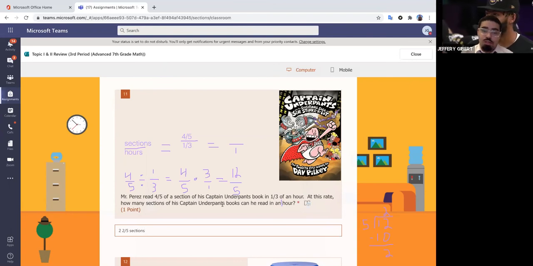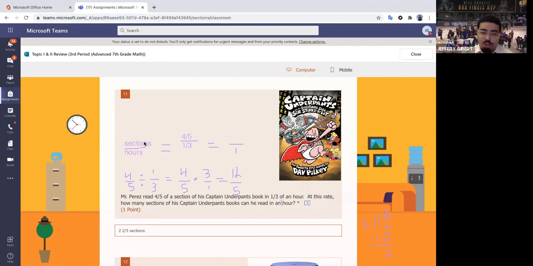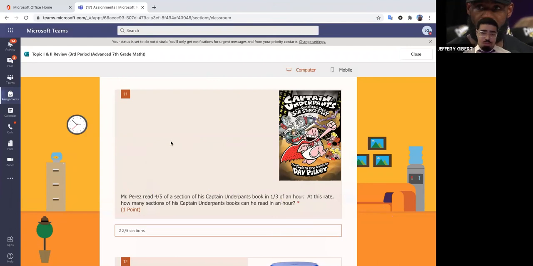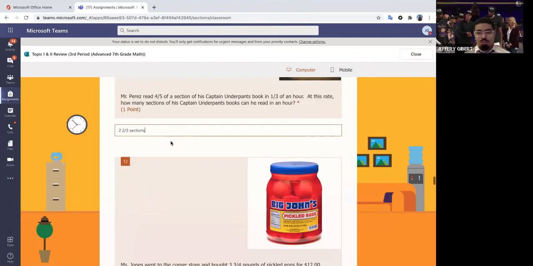On your test, you're going to put hours on the bottom and then whatever the other thing is on top. And then just divide the fractions. So if you know how to divide fractions, you'll be good. If you don't know how to divide fractions, you won't be good. So you should practice dividing fractions.